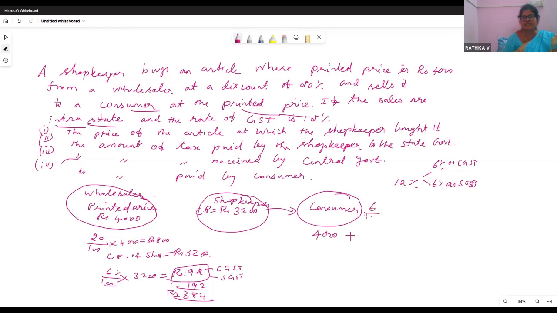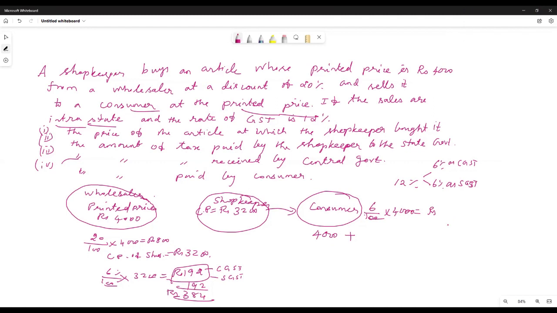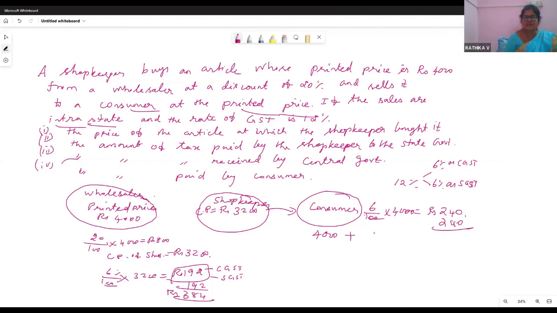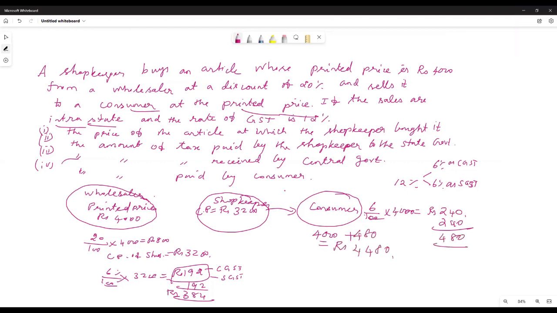So I calculate 6% of this 4,000. So 240. Okay, 240 plus 240, that is 480. So totally the consumer will be paying 4,480 rupees. This is the calculation. Now, what are the questions we'll see?